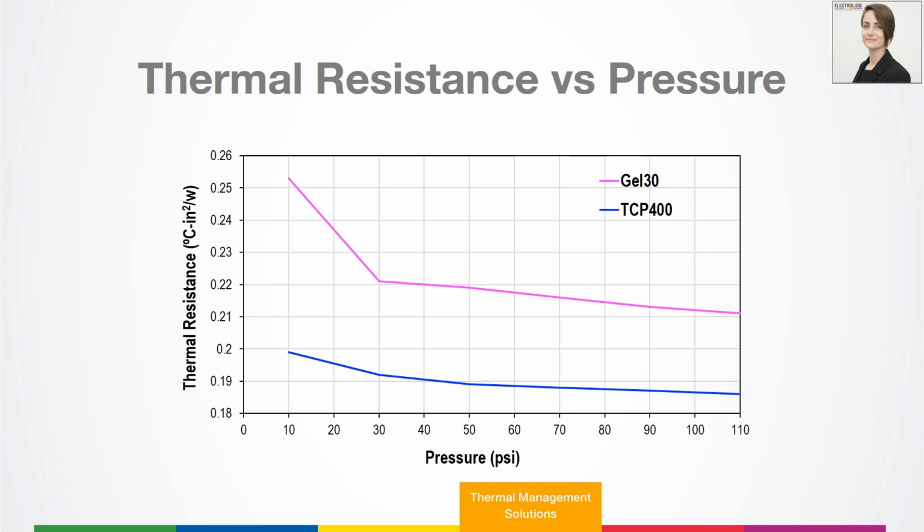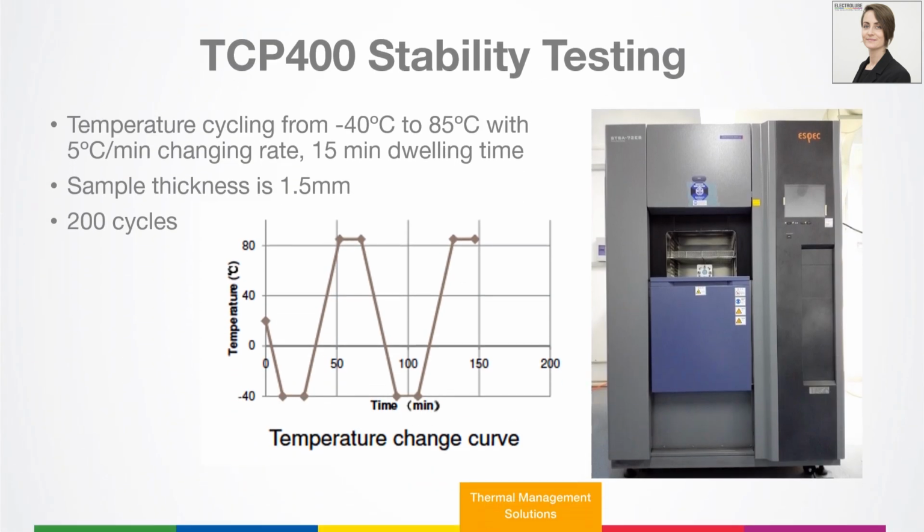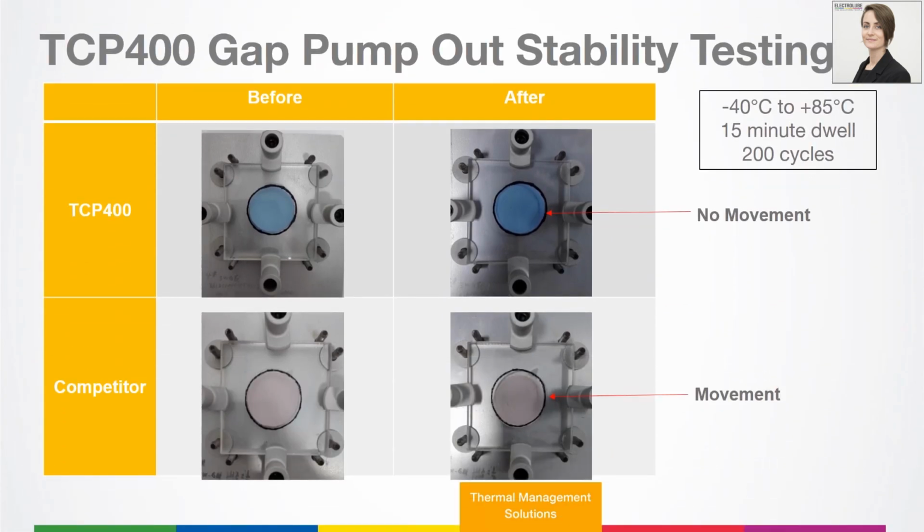We've also looked at stability testing as well. Temperature cycling from -40 to 85 degrees C, 200 cycles. What you can see, if you look very carefully, is that the material is applied within where the black ring has been drawn onto the surface. After the thermal cycle, you can see there's been no movement of the TCP 400. This again shows why it's offering you that stability over time.